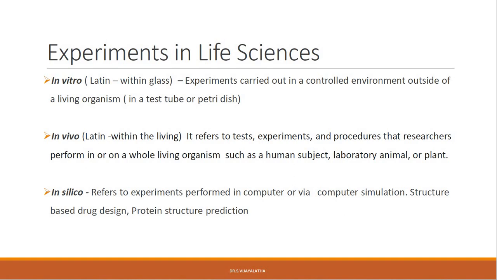Experiments in life sciences may be broadly classified as in vitro, in vivo, and in silico. In vitro is the Latin term for within glass, and it refers to experiments that are carried out in a controlled environment outside a living organism, like in a test tube or a petri dish. In vivo is the Latin term for within living, and it refers to experiments that are performed on whole living organisms like a human subject, laboratory animal, or a plant.